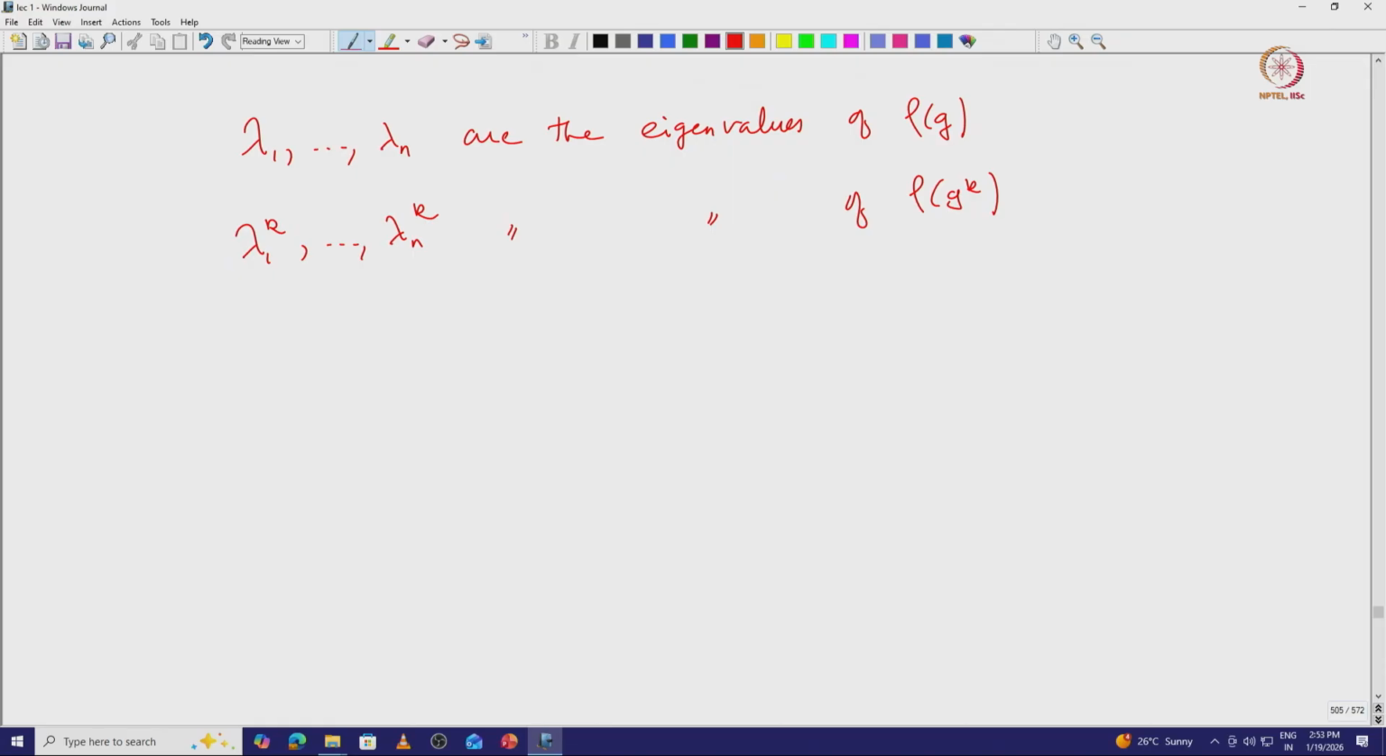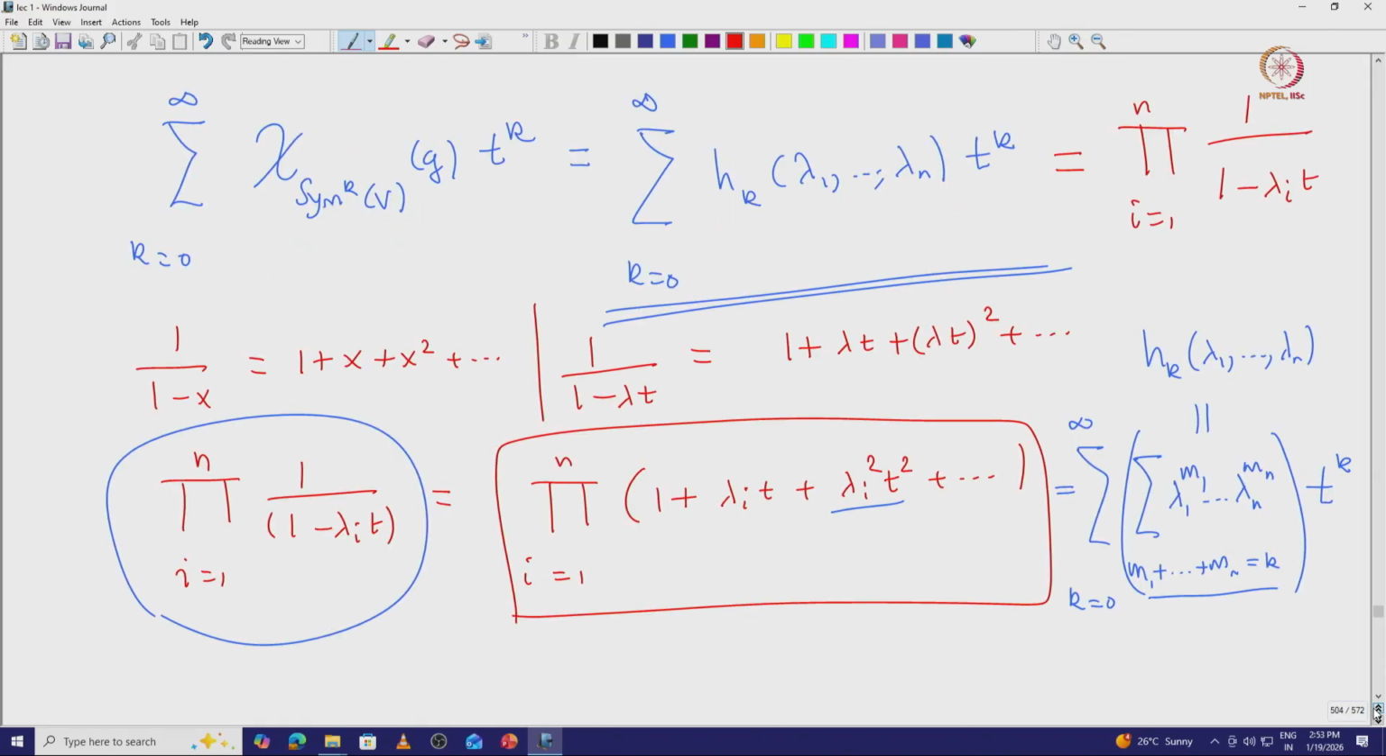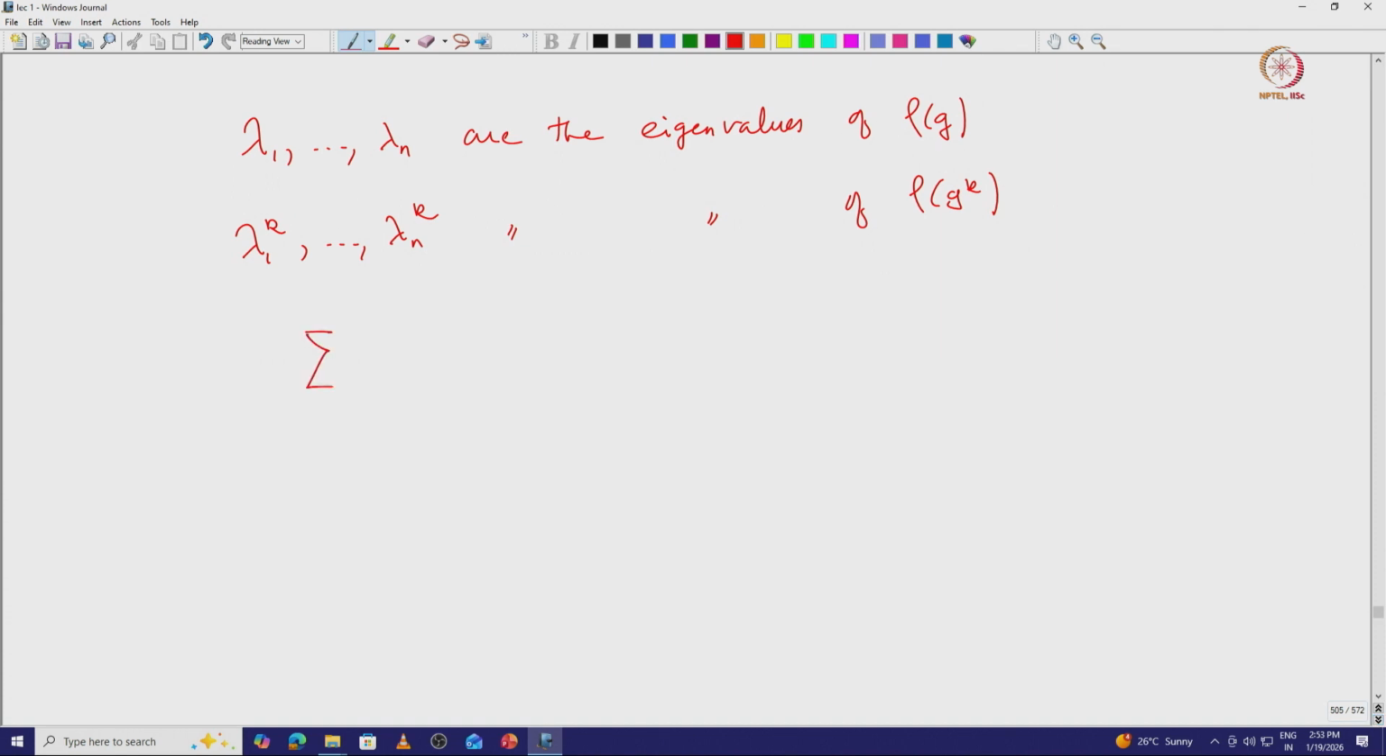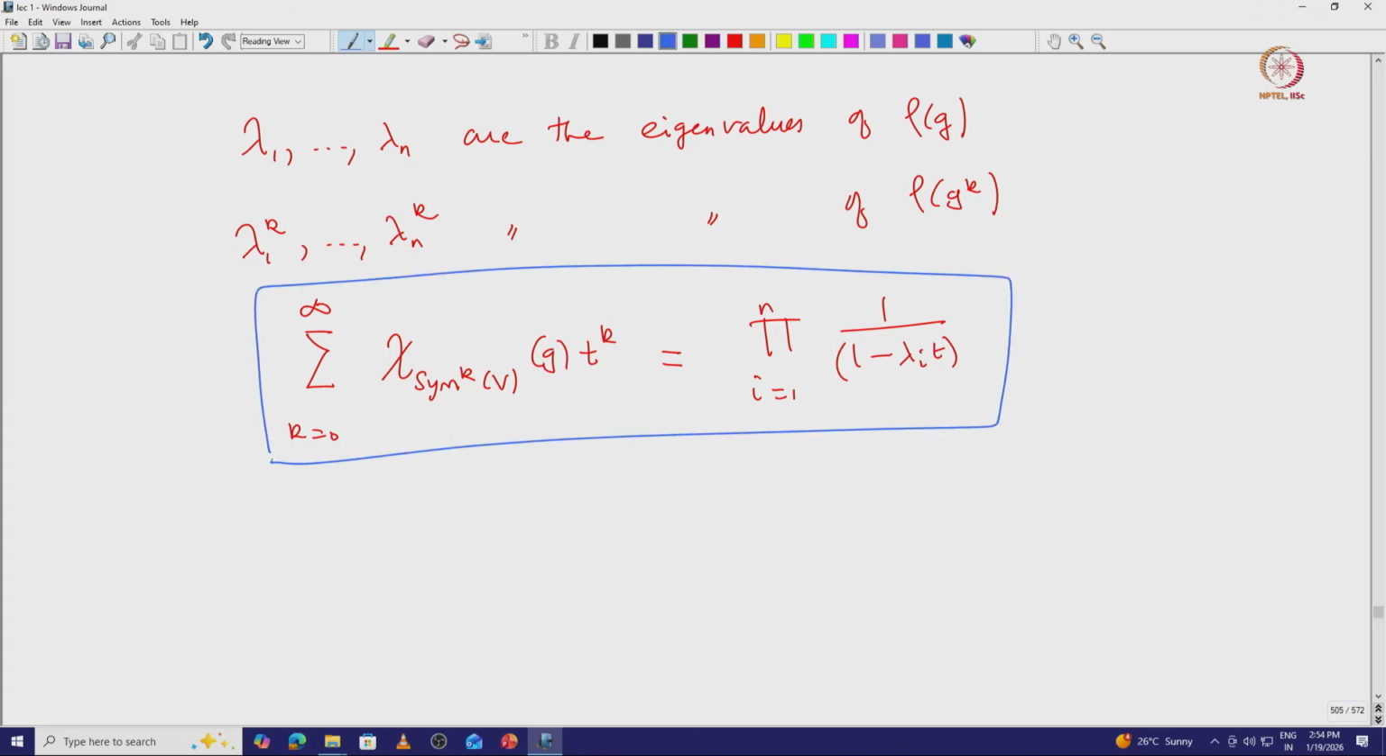we are interested in? So, we will take this identity and then use the logarithm technique there. So, let us rewrite everything. So, we have this identity: summation of chi Sym k of V of g t power k, where k ranges from 0 to infinity, is going to be exactly equal to the product of 1 divided by 1 minus lambda i t, where i ranges from 1 to n. So, this is the identity that we have. So, now what we do is apply logarithm on both sides. So, apply log on both sides.